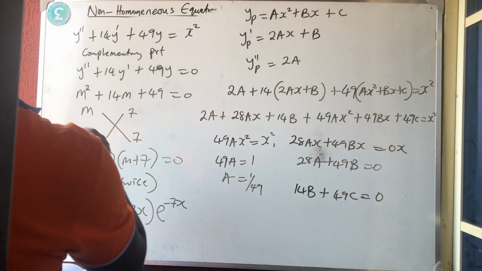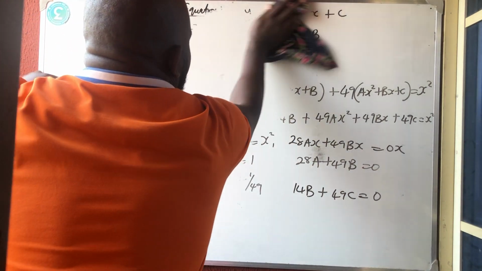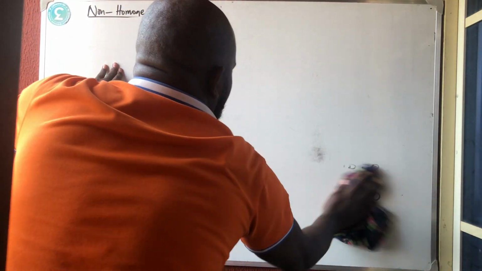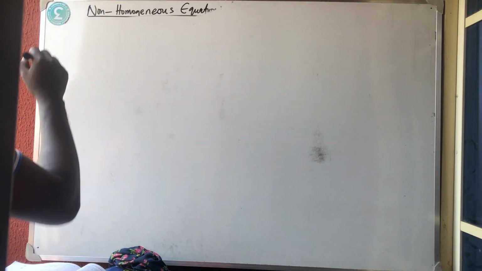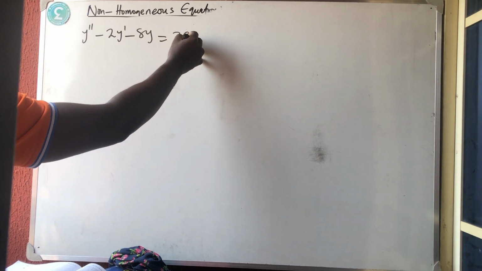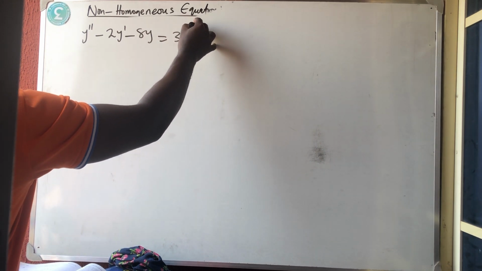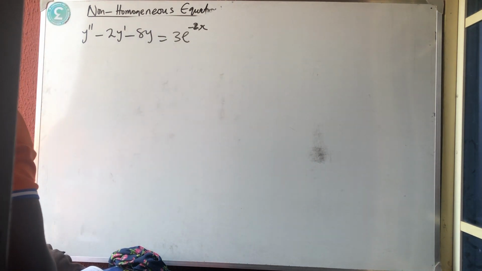Look at another thing I want to show you. If we have y double prime minus 2y prime minus 8y is equal to 3e raised to power minus 2x. Okay, normally, so let's solve this one.